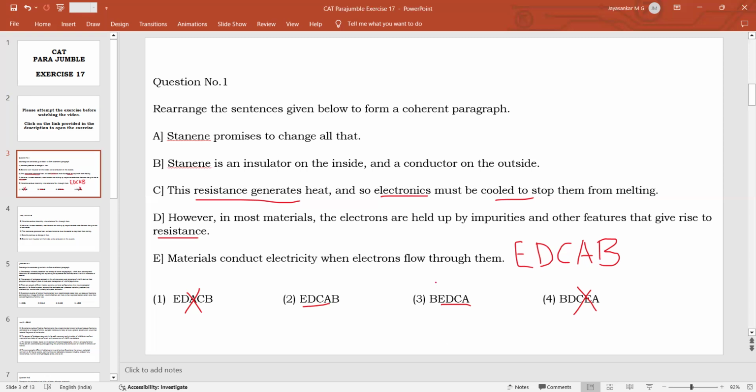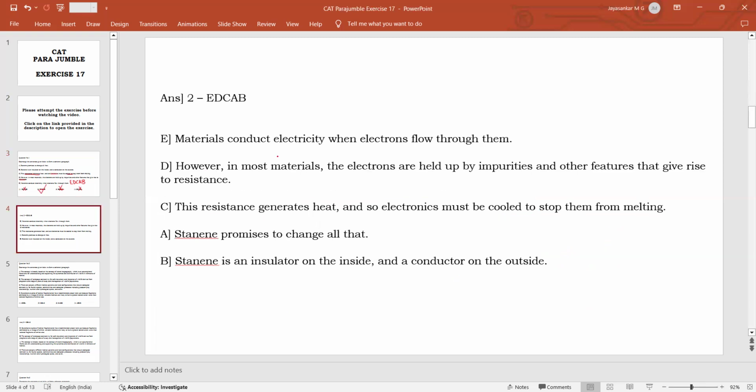That is why this is not the more logical or better answer. The better answer will always be EDCAB, option 2. So you can see the sentences arranged in the proper sequence. Materials conduct electricity when electrons flow through them. In most materials, resistance is created and the resistance generates heat. Stannine promises to change all that.